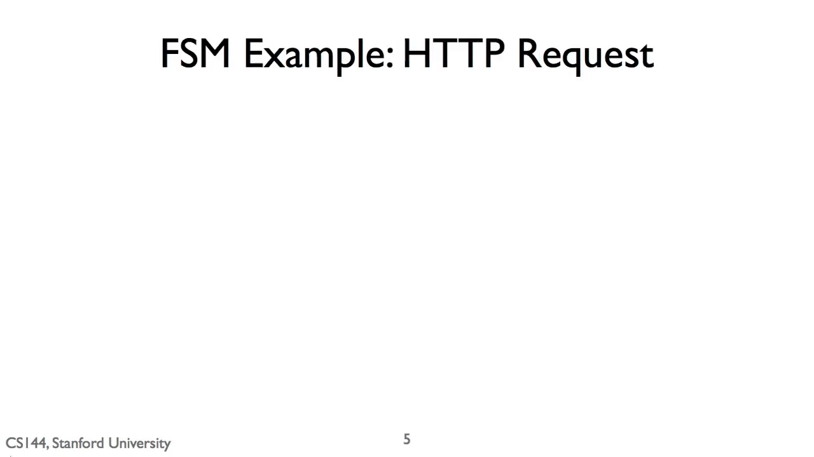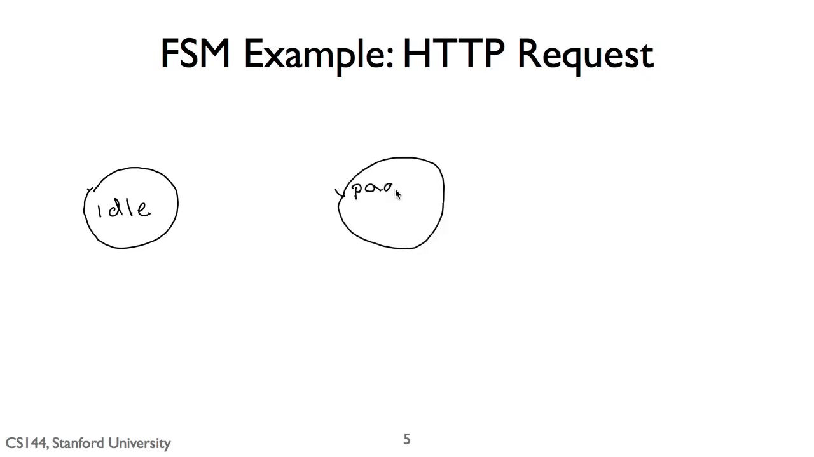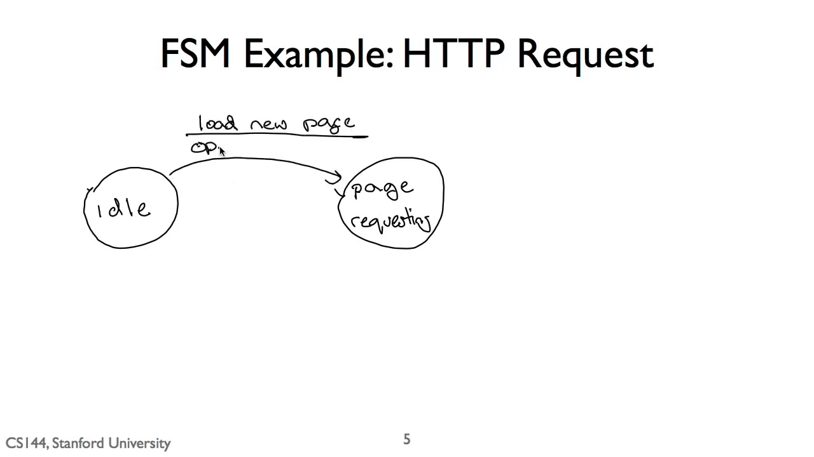So let's walk through an example, an HTTP request. In practice, HTTP requests are a bit more complex than this. There are all kinds of options, so for this example, we'll just use a very simple form. Let's describe our system this way. In our starting state, we are viewing a page or otherwise idle. When we want to load a new page, we transition to the page requesting state. So the event is load new page, and the action is open a connection to the web server.